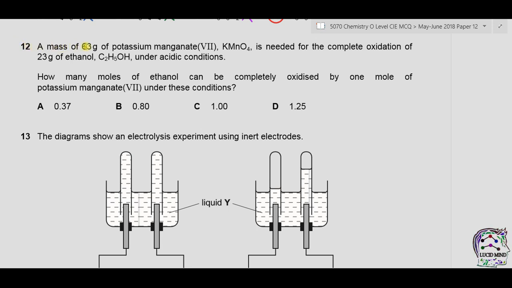Question 12. A mass of 63 grams of KMnO4, potassium manganate 7, is needed for complete oxidation of 23 grams of ethanol under acidic conditions. How many moles of ethanol can be completely oxidized by 1 mole of potassium manganate 7 under these conditions? So we have potassium manganate and ethanol.